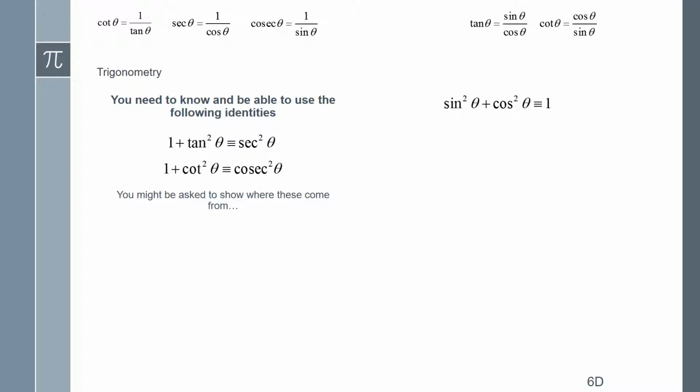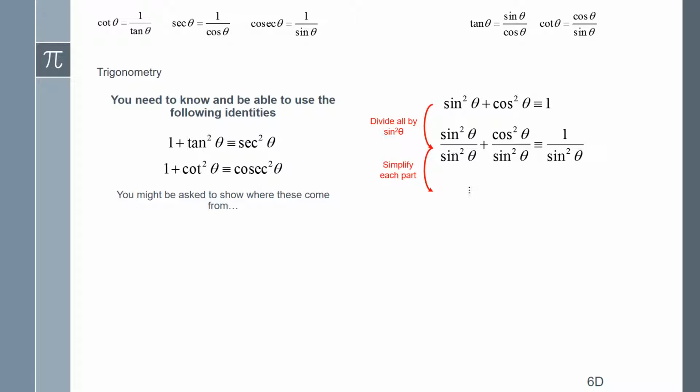The second one, you might be able to guess, we divide everything by sine squared. So we get sine squared over sine squared plus cos squared over sine squared equals 1 over sine squared. Well, sine squared over sine squared is 1, cos squared over sine squared is cot squared, and 1 over sine squared is cosec squared. You might be asked to show those, so you should learn how to do those two proofs.